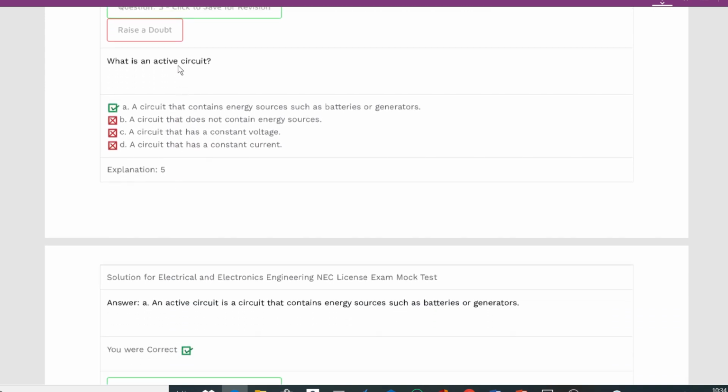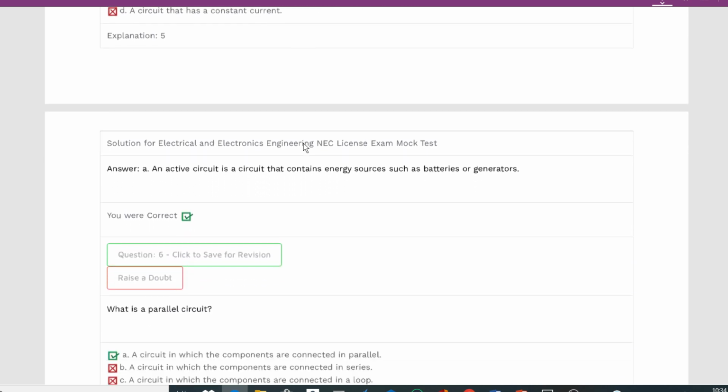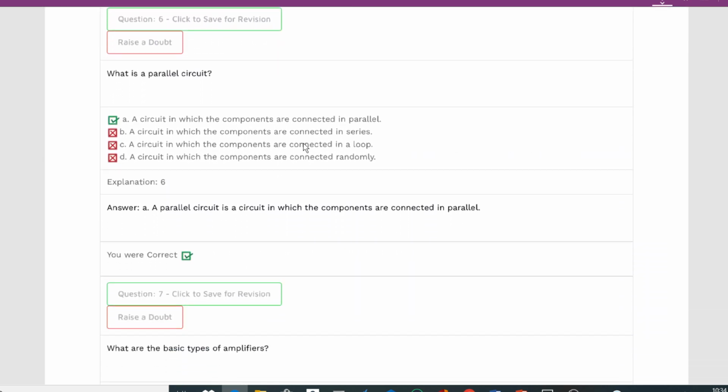And what is an active circuit? A circuit that contains energy sources such as batteries or generators. Yes, a circuit that contains sources like batteries or generators is an active circuit. Now what is a parallel circuit? A circuit in which components are connected in parallel. So yes, these are the simple questions.